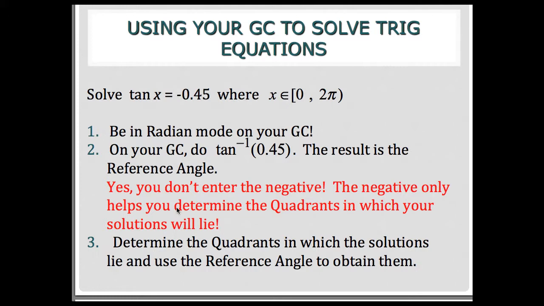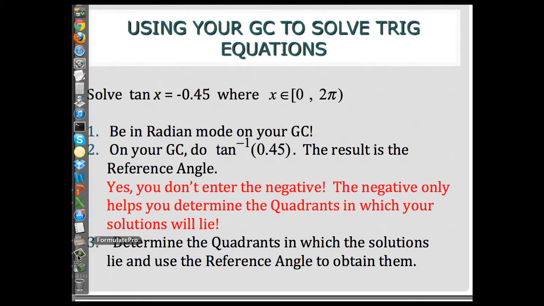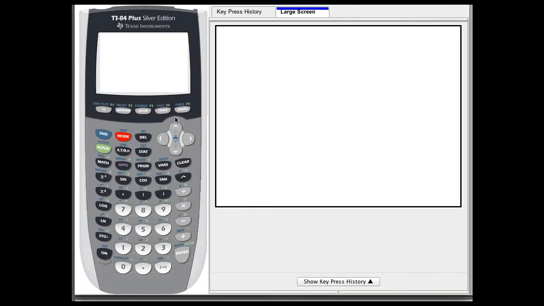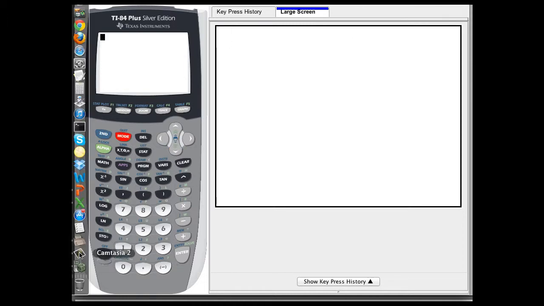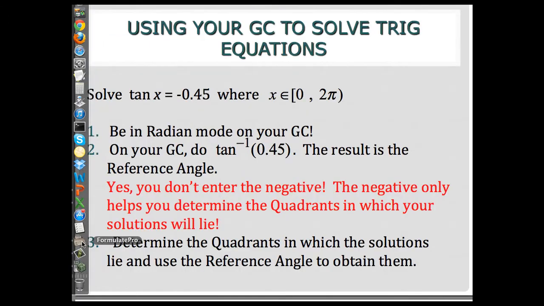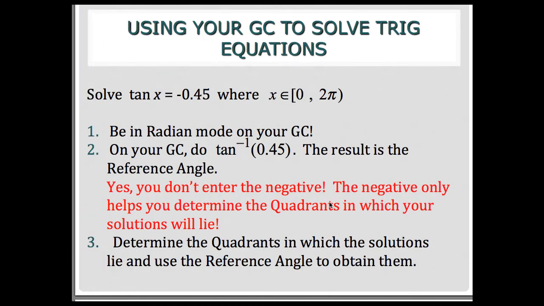We do need to be in radian mode on your calculator. Typically in calculus, we are always in radian mode. So to get to radian mode, just hit the mode button on your calculator. You'll notice the third line down is radian. You'll want to have that one marked. That one right there. Pretty much for calculus, put your calculator in radian mode and leave it there. So going back to the instructions then, we do want to be in radian mode.